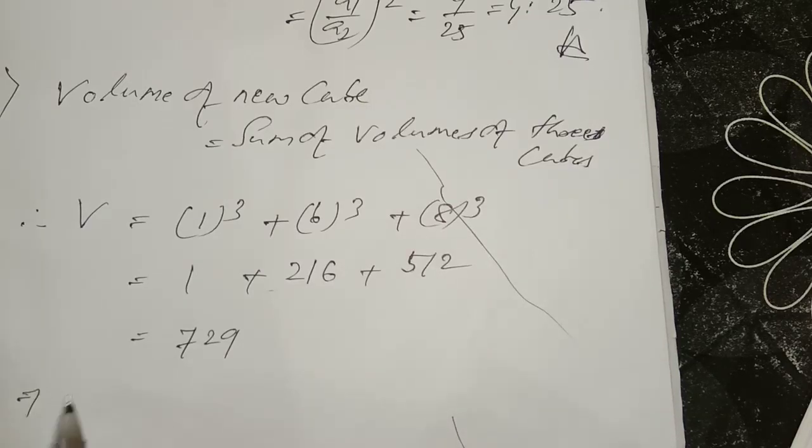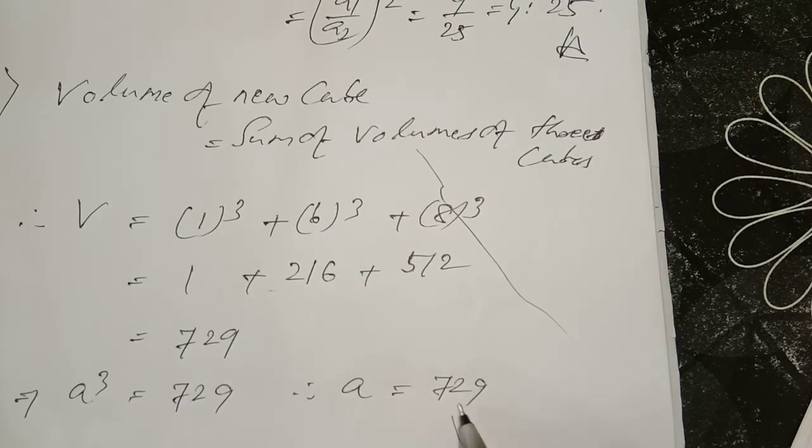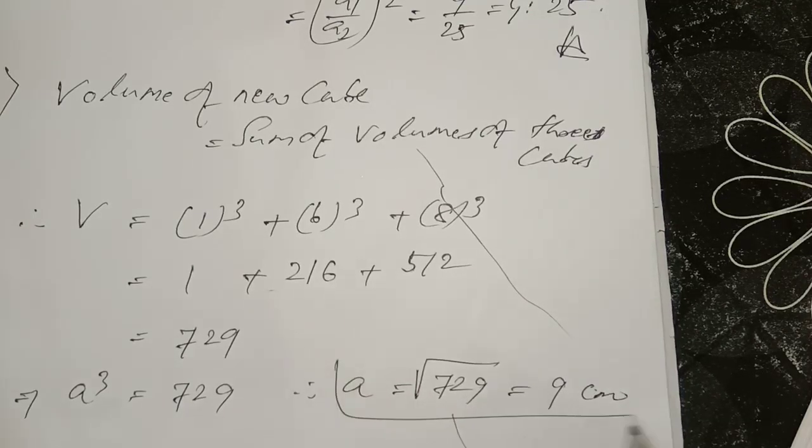So as you know, the volume formula is a³, which is equal to 729. Therefore, the side of the new cube is the cube root of 729. This is coming to 9 centimeters. Okay, 9 centimeters.